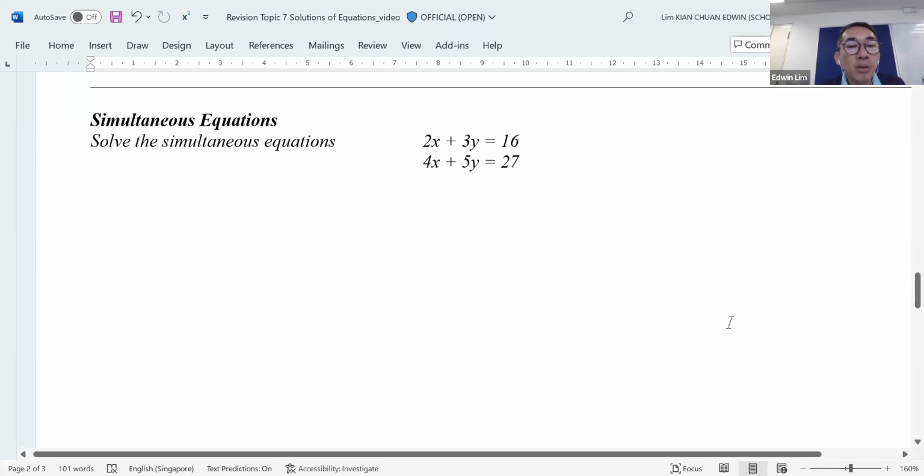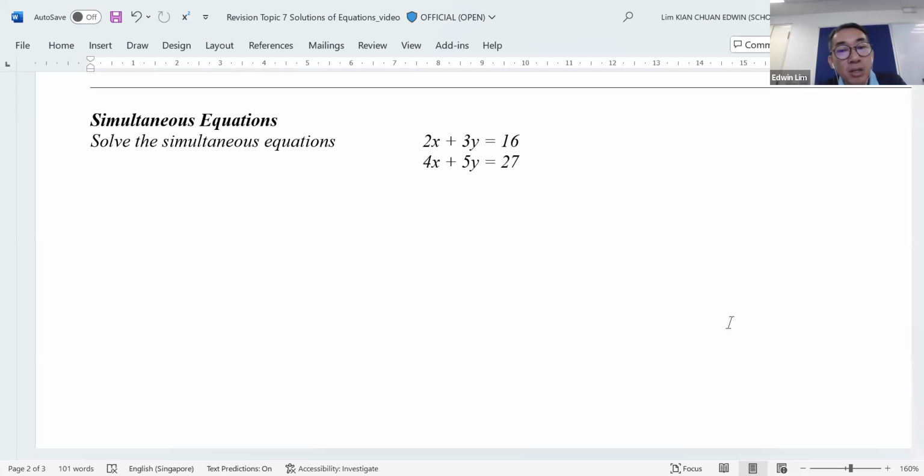Simultaneous equation. How do I know they are simultaneous? It's whereby you will see two equations with two unknowns, in this case x and y. The first step that you have to do is use the calculator to get the value of x and the value of y.